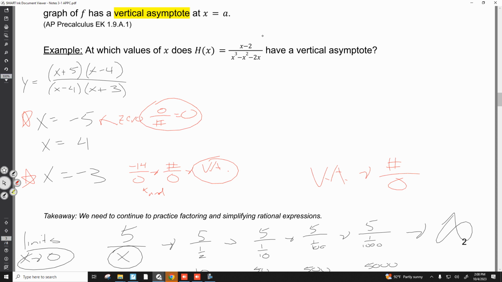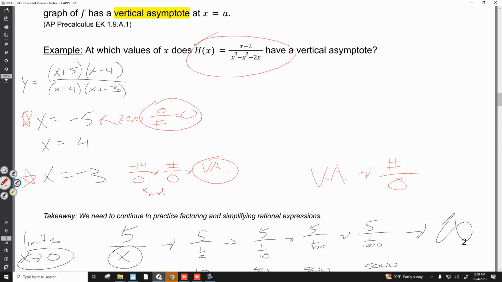Now, McCarty, you factor x cubed minus x squared minus 2x, and you tell me where you have a vertical asymptote. No. This one. Oh. Do this one. I did.